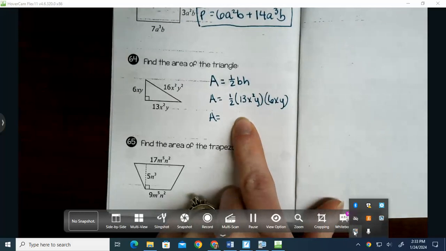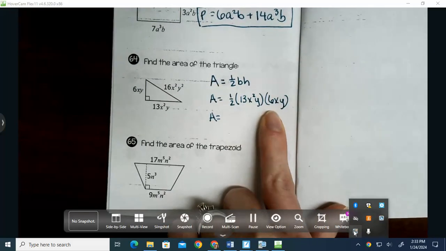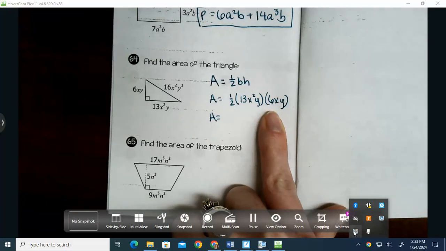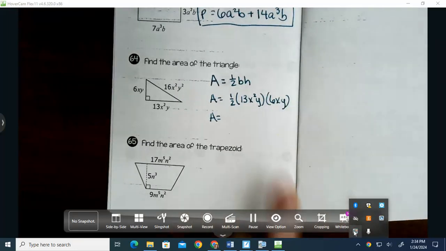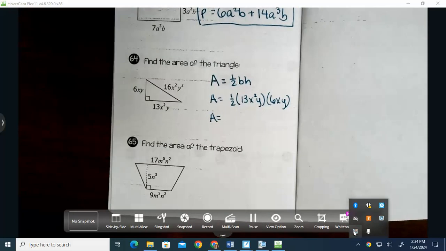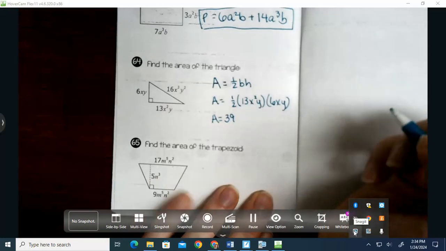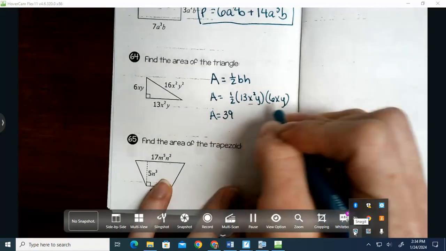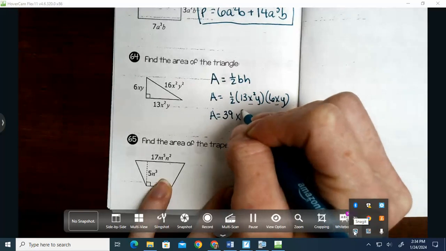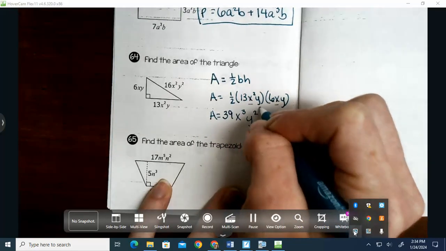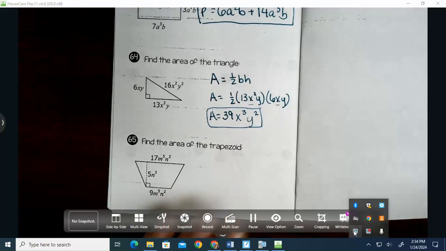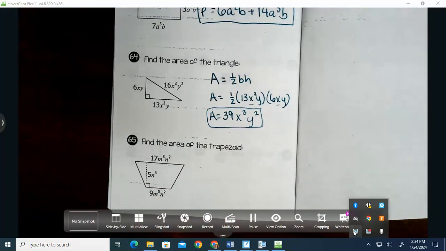So we have 1/2 times 13 times 6, which gives us, if you don't know, grab a calculator, 39, I believe. So then x squared times x would be x to the third, and y times y is y squared. Okay, any questions on that one?